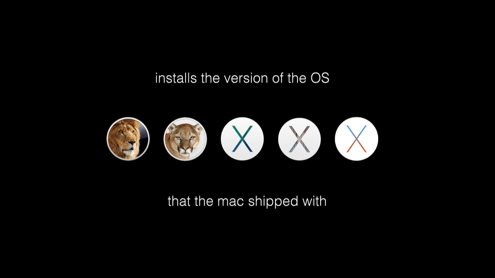Internet recovery also installs the version of the OS that the machine shipped from the factory with. So if you want to get your machines to be running the current version of Mac OS X, you're then going to need to perform an upgrade. Now, if the very first thing that a user's prompted to do after they've set up their machine through DEP is upgrade the OS, that's not really a good experience.